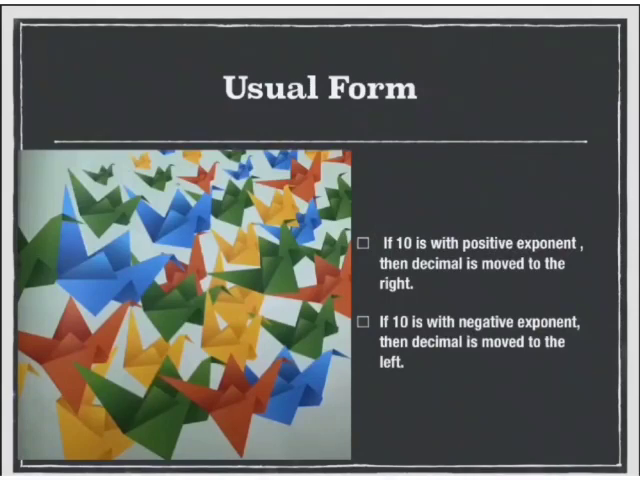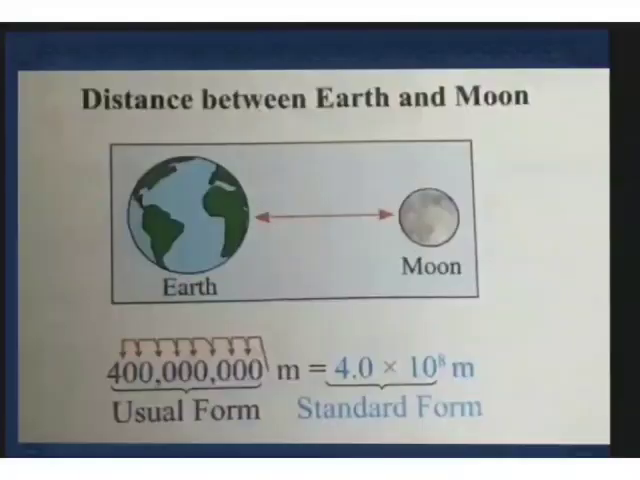And to write the number in usual form, let us take the same example. Distance between Earth and Moon, now that is given in standard form, meaning 4 into 10 raised to power 8. And we can see that the power is positive, so write 8 zeros on the right side of 4. This means the decimal will be shifted in the right direction 8 places. So 400 million meter is the usual form.